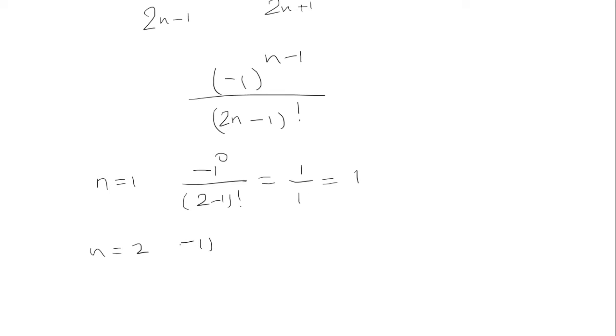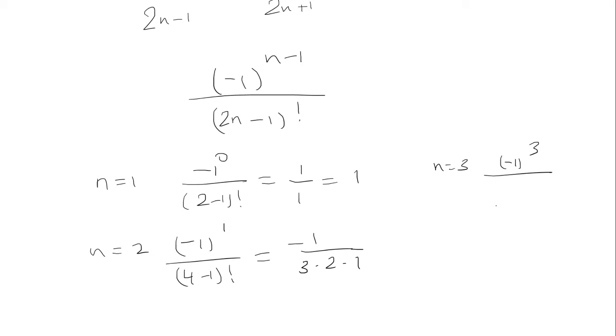But if I have n equals 2, it's -1 to the 2 minus 1, which is 1, and then 2 times 2 is 4 minus 1 factorial, so that would just be -1 over 3 times 2 times 1. And then if n equals 3, you have -1 to the third power over 2 times 3 is 6 minus 1 factorial, which is -1 over 5 times 4 times 3 times 2 times 1. In the sequence that we had, we did not have these even numbers. So what we have to do is eliminate them.